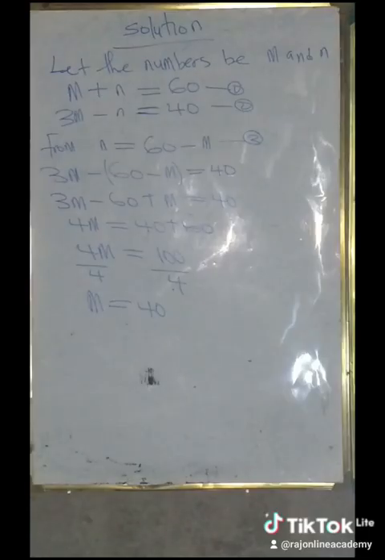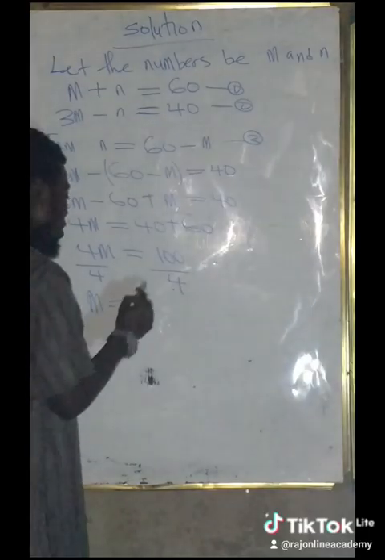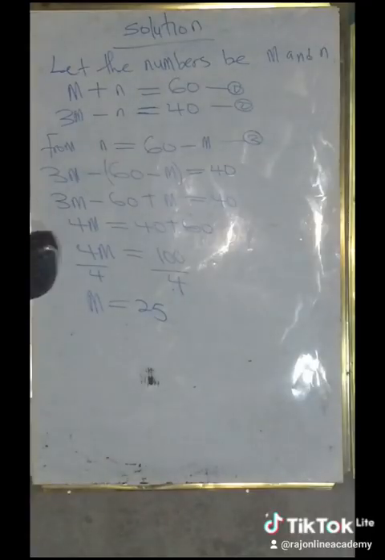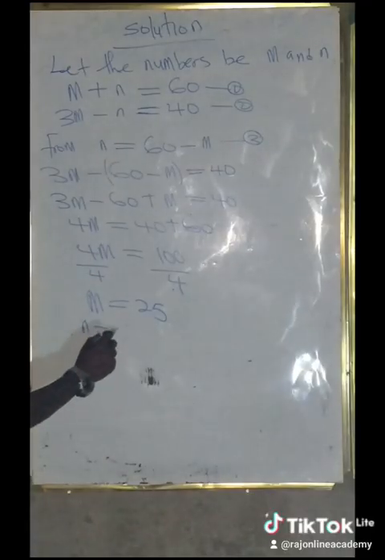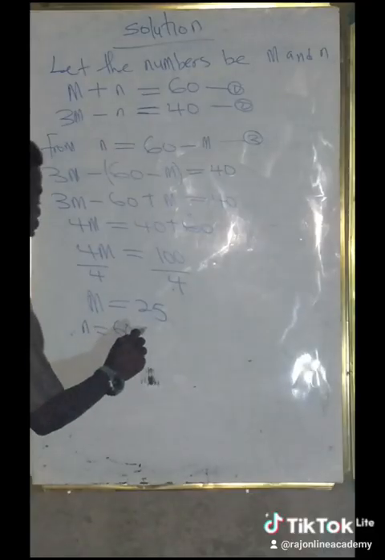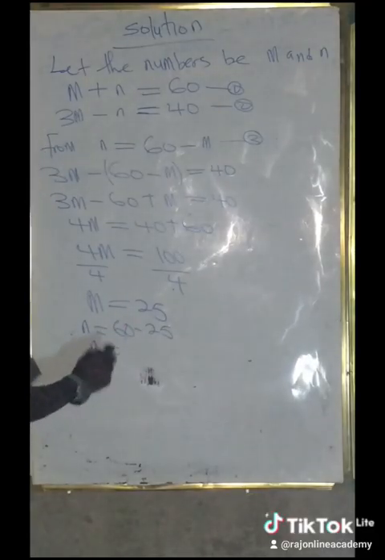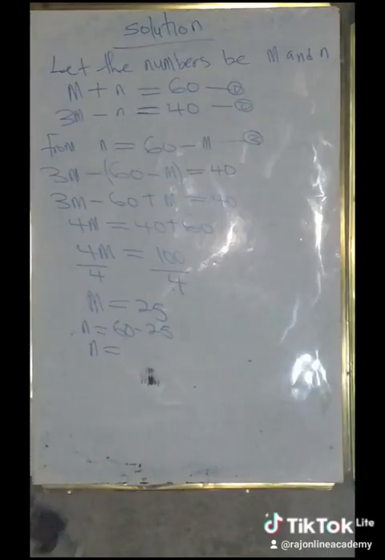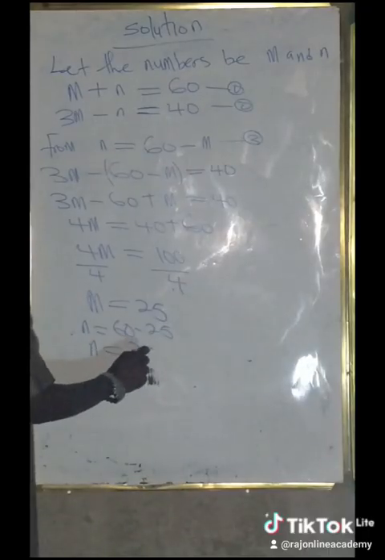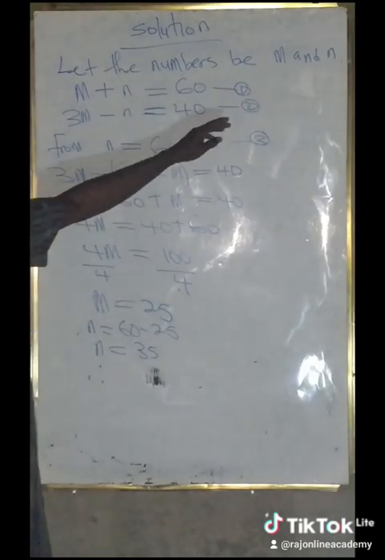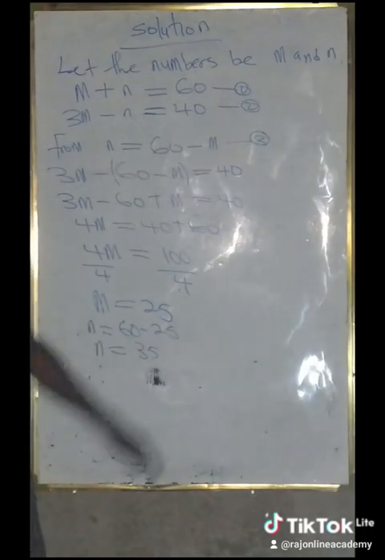Okay, so it's 25, right? Yes, sir. 1 divided by 4 is 25. Next, all you want is n, right? Yes, sir. n here is now equal to 60 minus m. What is m now? It's 25. n is 35. So therefore, the two numbers are 35 and 25, right? Yes. That's all.